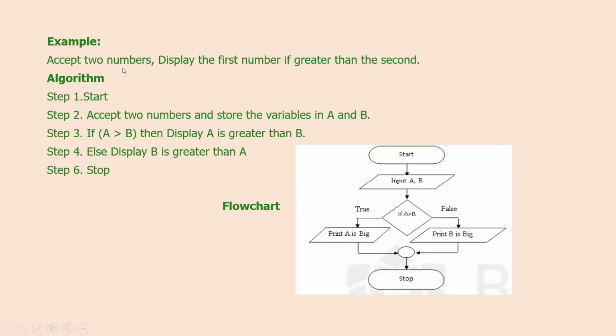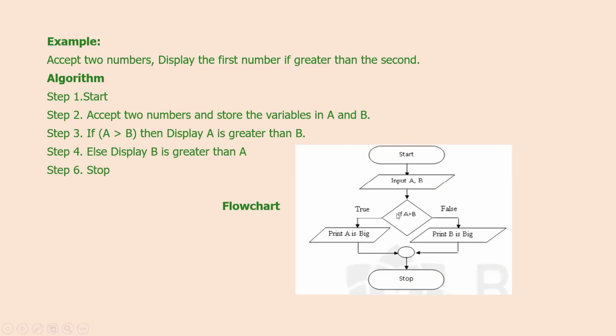Example here: accept two numbers, display the first number if it is greater than the second number. The algorithm steps are like this. We start the algorithm, then accept two numbers and store them in variables A and B. If the A value is greater than the B value, then display A is greater than B, else display B is greater than A. Then we can stop the algorithm.